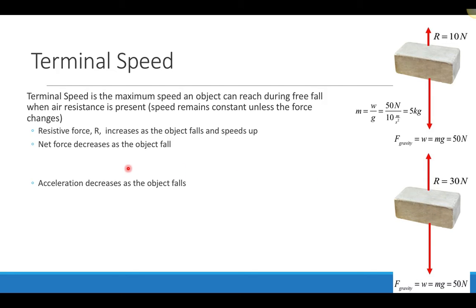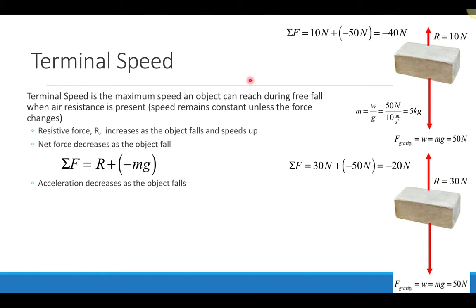We'd like to know what is the net force that's acting on the object in each one of these cases. And so the net force is just the sum of the forces. So in both of these cases, I have an upward resistive force, and then I also have a downward force of gravity. So the resistive force would be positive and the downward force of gravity would be negative. So for each one of these, I can determine what is the net force.